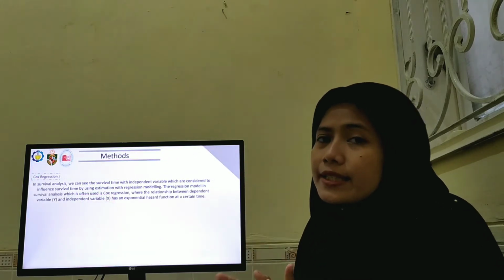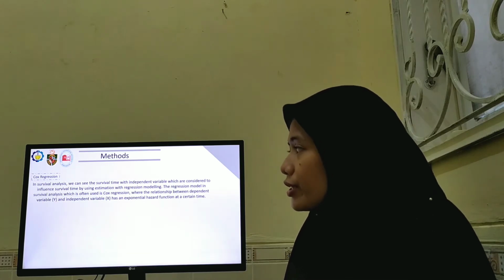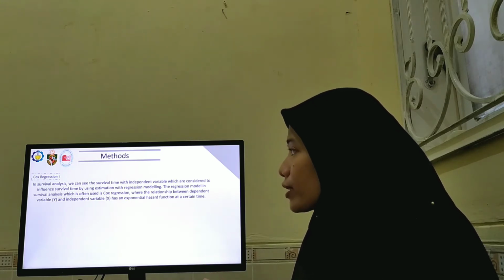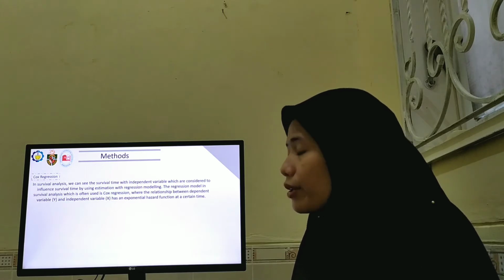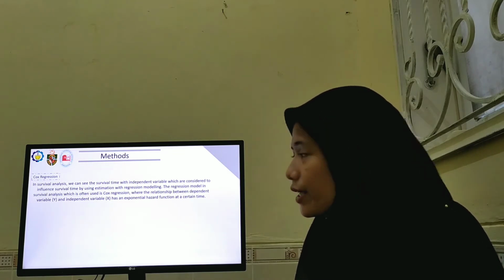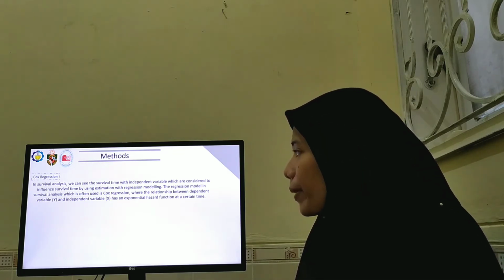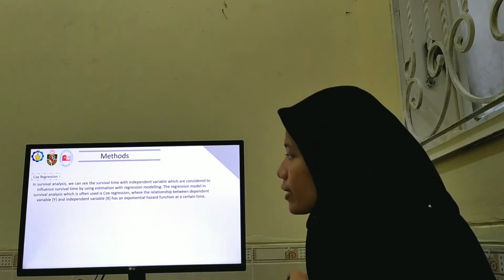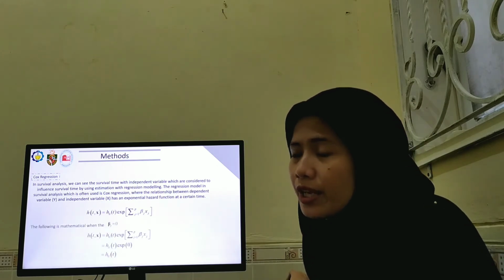The next is the method. Cox regression. In survival analysis, we can see the survival time with independent variables which are considered to influence survival time by using estimation with a regression model. The regression model in survival analysis which is often used is Cox regression, where the relationship between the dependent variable and independent variables has an exponential hazard function at a certain time. Here is the model of Cox regression.